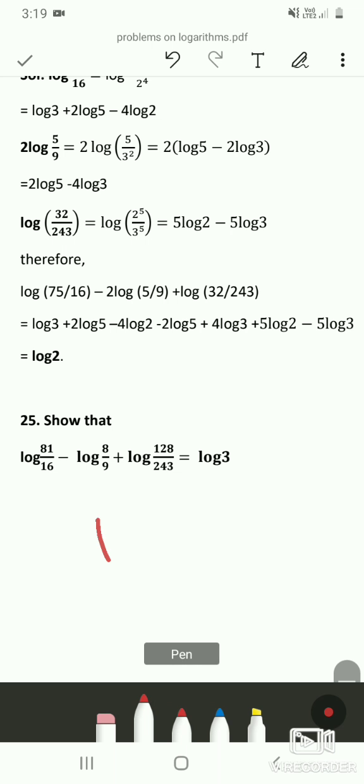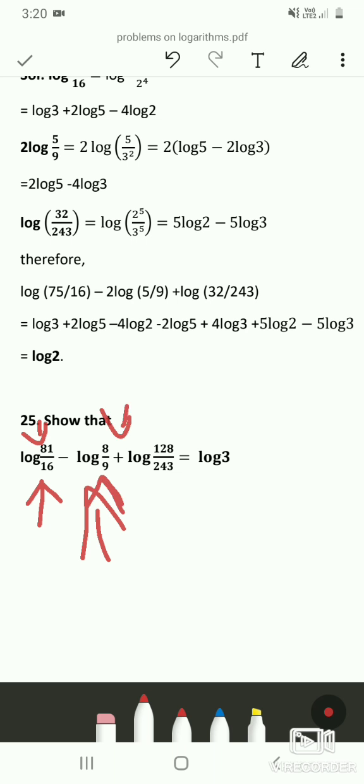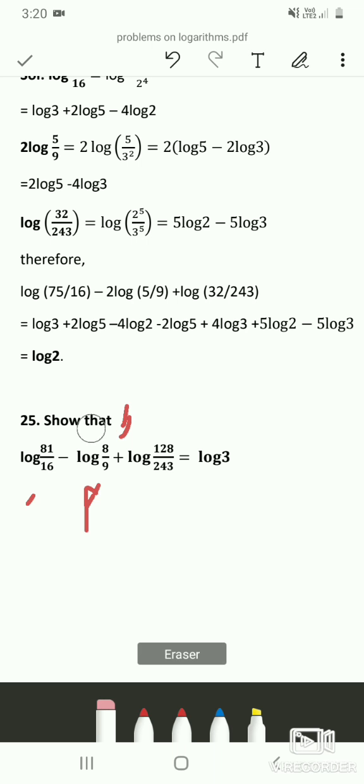So solve this problem similarly, that is, show that log of 81 upon 16 minus log of 8 upon 9 plus log of 128 upon 243 is equal to log 3. Here try to simplify the terms with log 2 and log 3. So 81 can be written as 3 raised to 4, and 16 can be written as 2 raised to 4, and 8 as 2 cubed, and 9 as 3 square, and try to solve similarly.